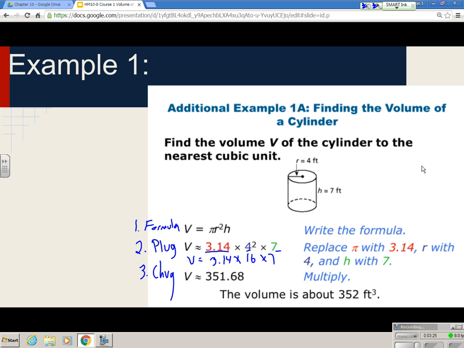So when you multiply pi times 16 times 7, you get 351.68. So the volume is about, and as you can see, I rounded it off to about 352. Now, if you notice here, right here we went from having an equal sign to a squiggly sign. And that squiggly sign means that it's about. And when you're doing about, it's because pi isn't exactly 3.14. It's the estimation of pi is 3.14. So that's why whenever we're going to work with these, we're going to say about, and then you can round it off to the whole number, 352, and it's still feet cubed.